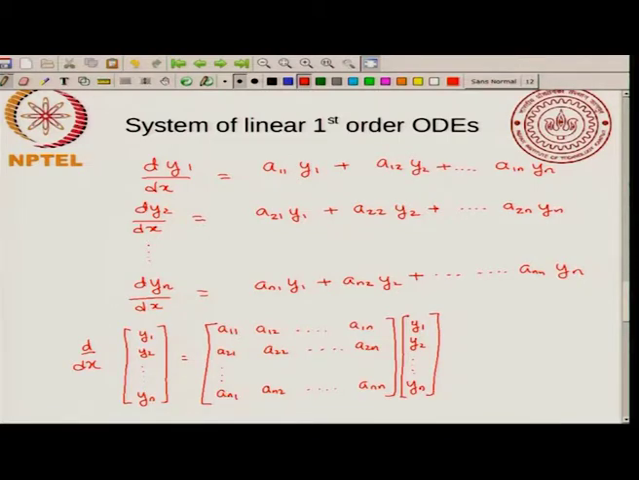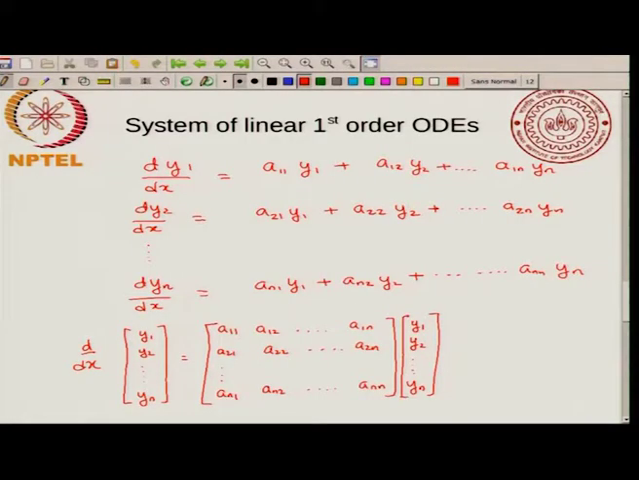So, what I have on the left hand side is a derivative with respect to x. I do not have just the vector, I have the derivative with respect to x. So, each term you have to take the derivative with respect to x, and what I have on the right hand side is just this matrix multiplied by y1, y2 up to yn. Notice what I did is I converted this system of linear first order differential equations to something that looks like a matrix equation.